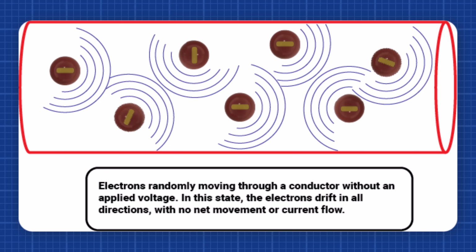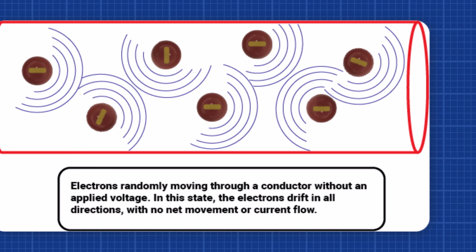In conductive materials like copper, free electrons are always present. These electrons are not bound tightly to any single atom and can move freely within the material. Without an applied voltage, these electrons move randomly, creating no net flow or current.